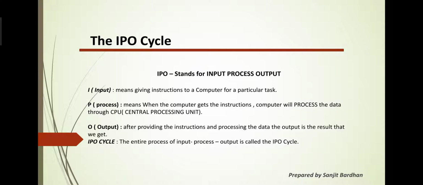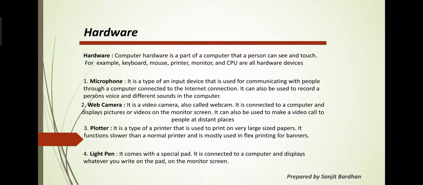For example, you want to play a song on a computer. You will use an input device like a keyboard or mouse to select your song. Then the computer will process the instruction and further command the speaker to play the song. Finally, you will hear the song through the speaker. Let's go to the next part.